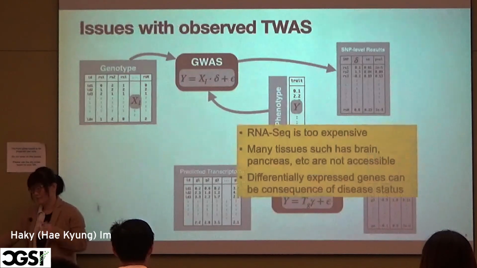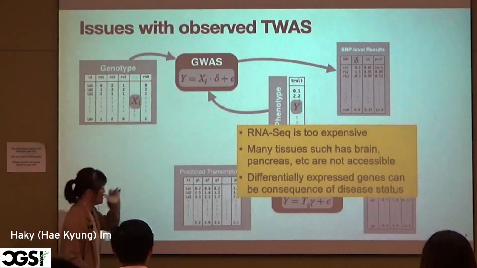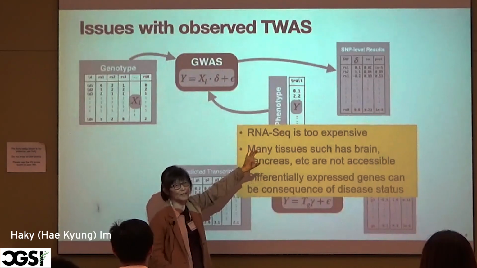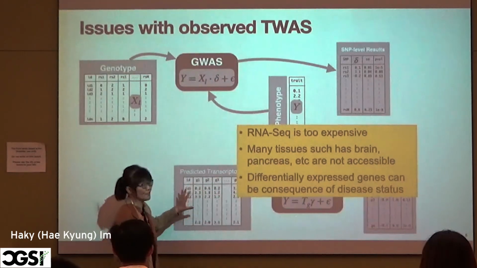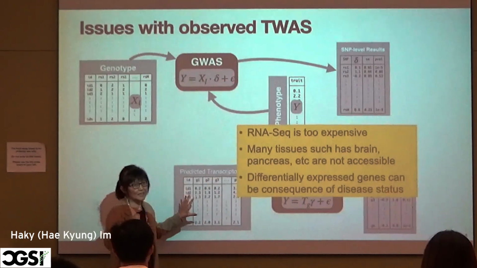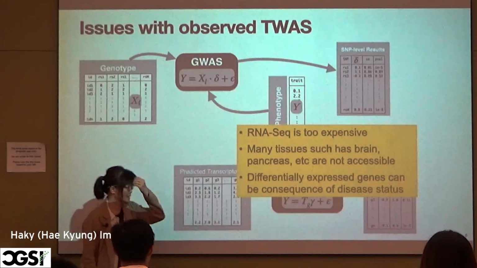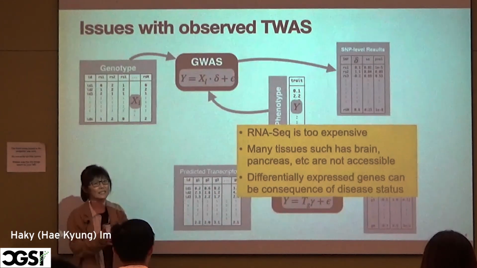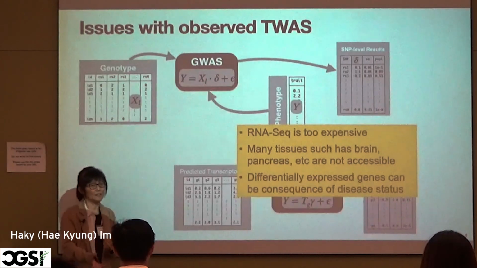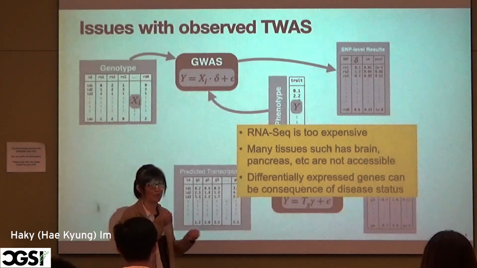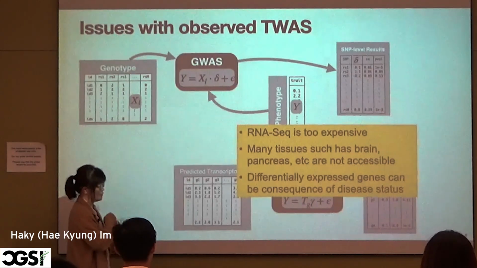Okay, so what are some of the problems with that? You already know RNA sequencing is very expensive. There are many tissues like brain, pancreas. You can't really access them, so you can't just measure this at the same scale as you could do xWASs. And another thing that's important is that observed expression levels can be affected by the disease. So if you find genes that are differentially expressed, that doesn't mean that those are causal. They could be reverse causality.